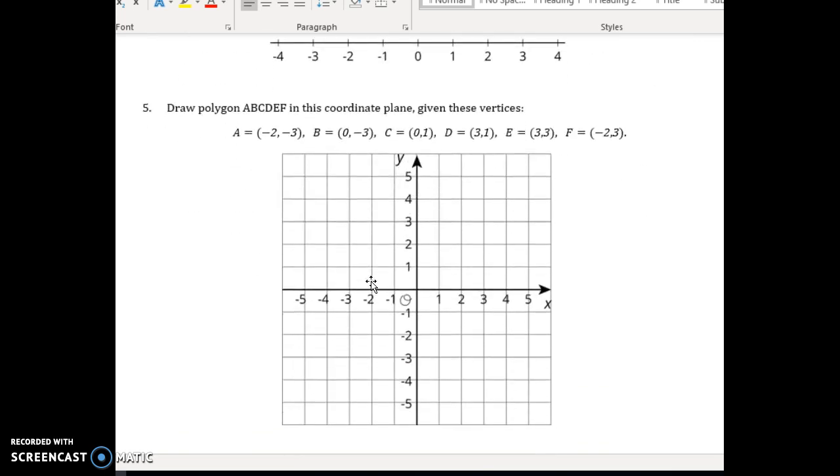Question 5. Draw a polygon A, B, C, D, E, F in this coordinate plane, given these vertices. A, -2, -3. B, 0, -3. C, 0, 1. D, 3, 1. E, 3, 3. F, -2, 3.